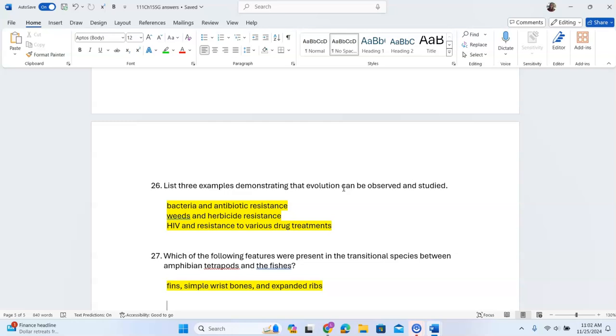Bacteria and antibiotic resistance, weeds and herbicide resistance, and then HIV, although that is a virus, and viruses are not technically considered living things because they're not cellular and they have to have a host cell to survive. And I'm going to ask you about that next semester. I'm going to see if you remember that. But we can still study evolution in viruses, for sure. I mean, we've seen it. We see it with COVID.